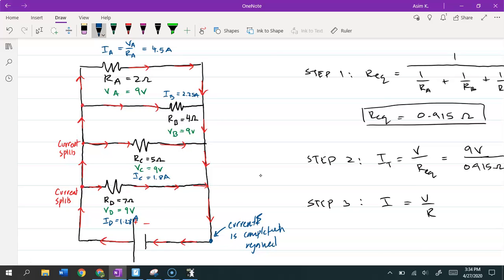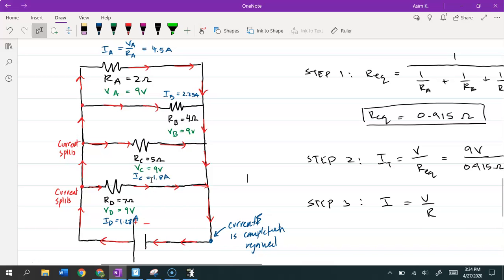All right. So if you were to take 4.5 and add it to 2.25, you end up with 6.75. Now add that to 1.8 and add that to 1.28, you'll realize that that current is still conserved. It's the same amount of current that comes back through the battery right there.